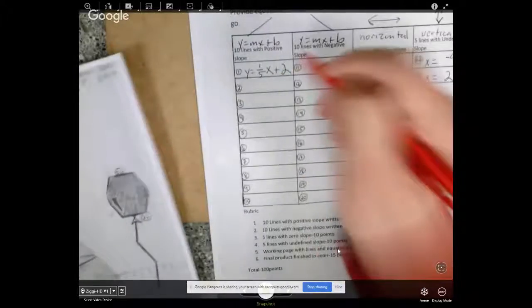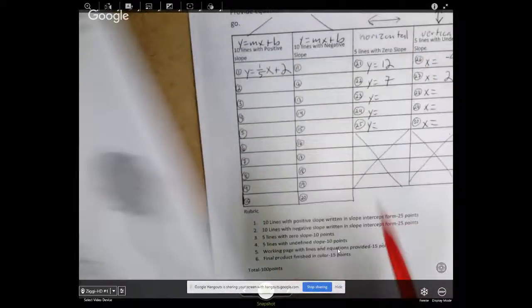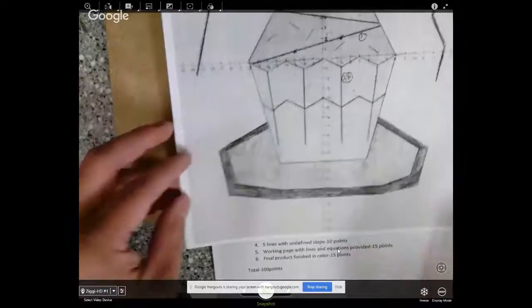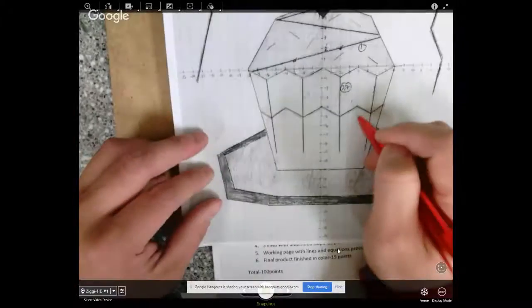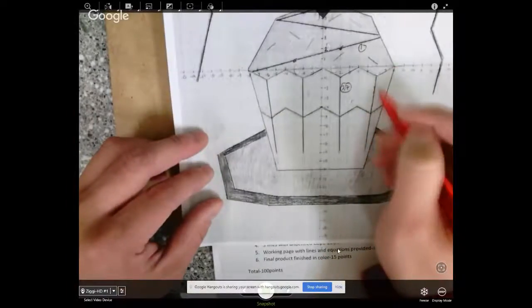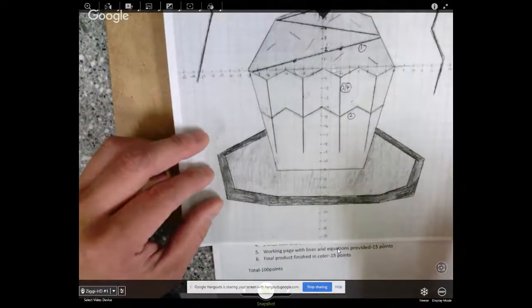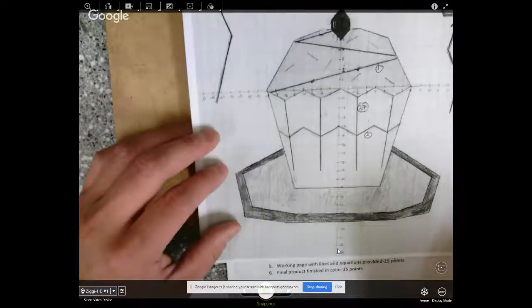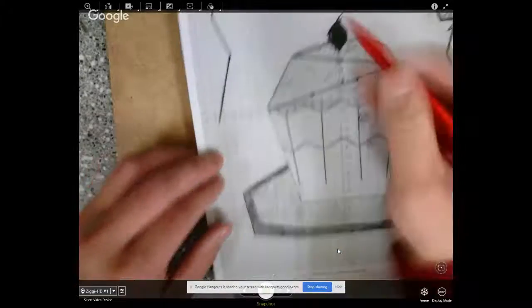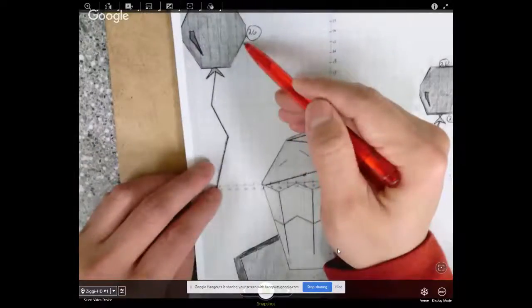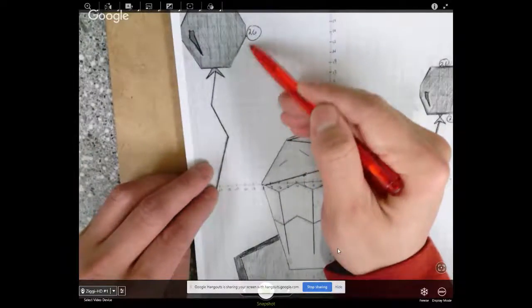I see another positive slope line right here. I'll call it number 2, and we'll do one more that I'll call number 3. This line right here, left to right, is also going up. Okay, so I'll call that one 3. First let's deal with 2.